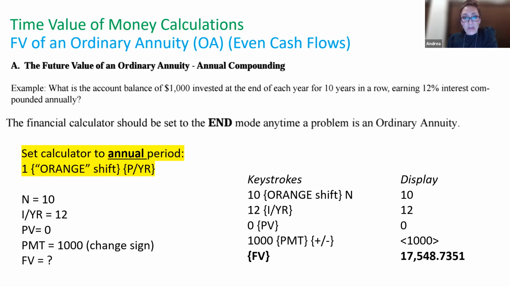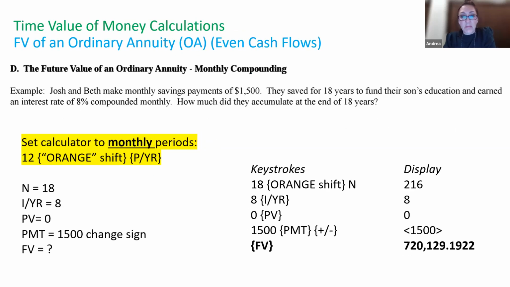All right, let's skip and look at monthly compounding using the future value of an ordinary annuity. So I've just skipped forward over to monthly compounding. Again, just for time purposes. And I'm just going to my pages in here.